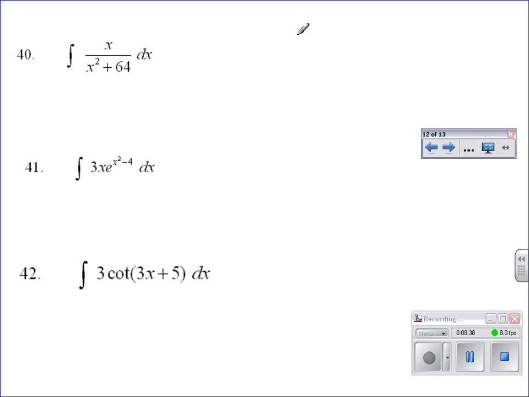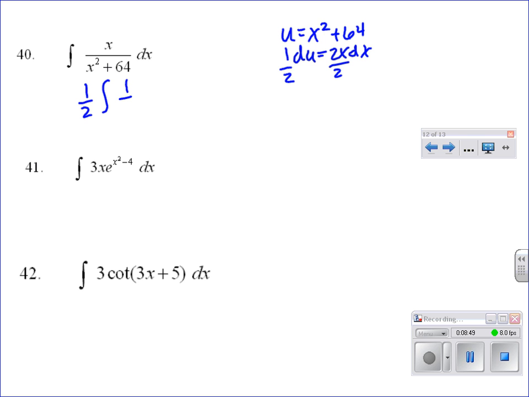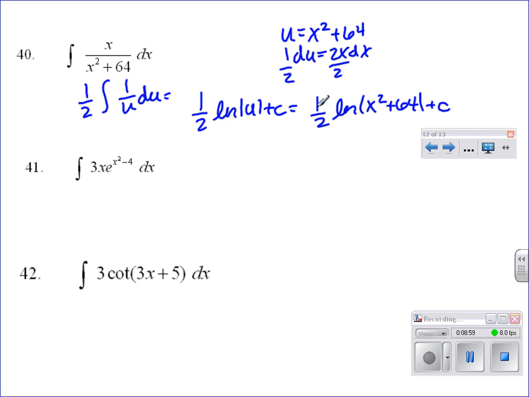Alright, larger power on bottom. So allow that to be u. So du is 2x dx. Divide by 2. Since you don't have 2x, you just have 1x. So it's 1 half 1 over u du. So it's 1 half natural log u plus c. 1 half natural log x squared plus 64 plus c.